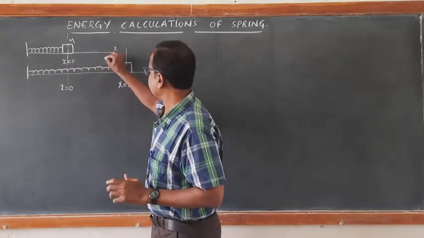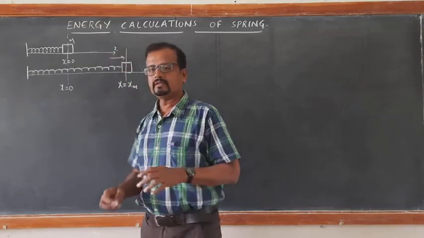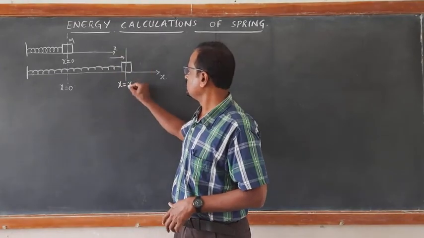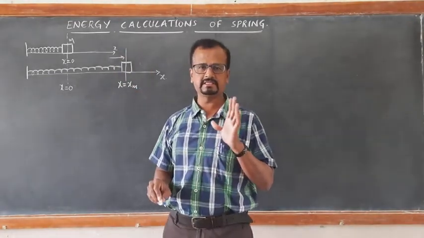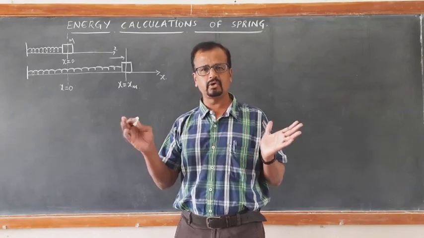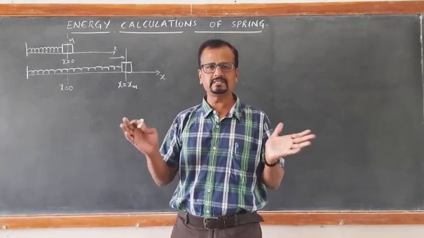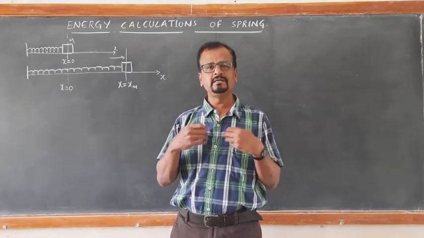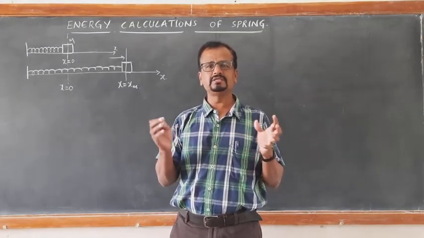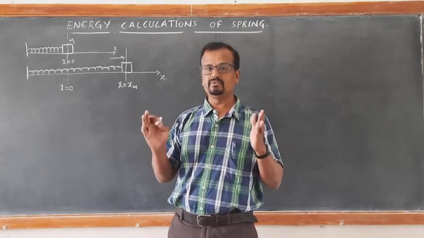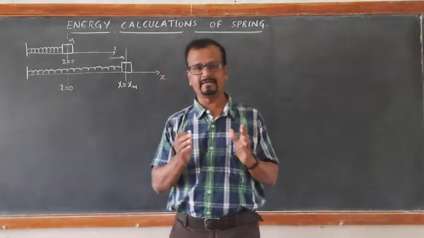Now it is extended by applying a pull, external force F. It is extended to a maximum stretch, let us say xm, within its limit only. We are not crossing its limit. If we cross its limit, the spring is permanently stretched and will lose its elasticity, its springiness. We are not discussing that; we are extending it within its limit.